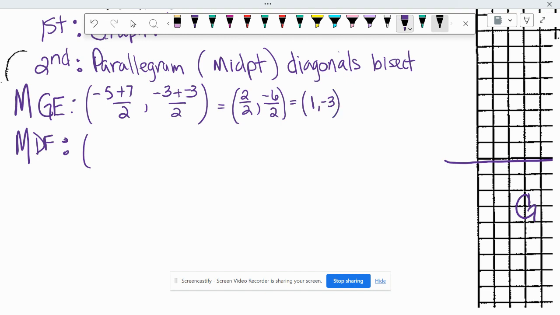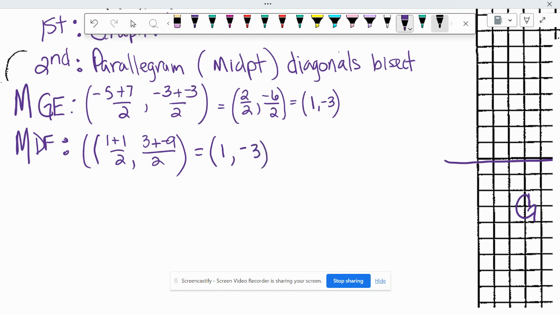Let's do DF. Sorry, I'm out of order compared to you guys. Let's do DF. So D and F, x coordinates, 1 plus 1, it looks like, over 2, y coordinates, 3 plus -9. So 1 plus 1 is 2, and we know that 2 over 2 is 1. What is 3 plus -9? And what's negative 6 divided by 2?